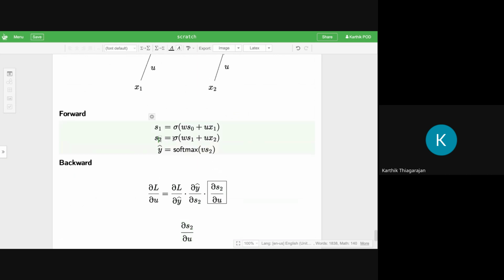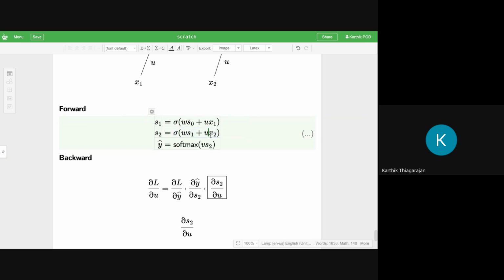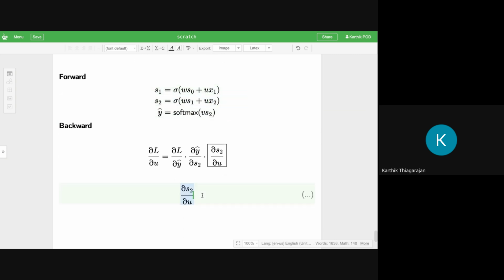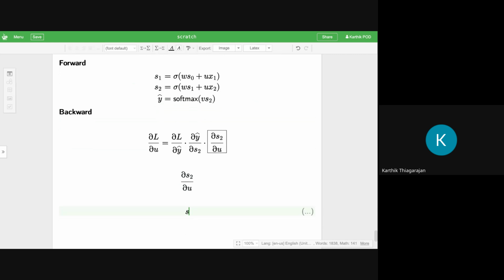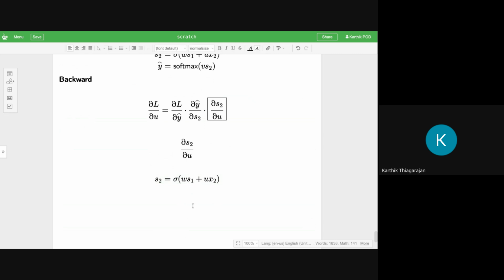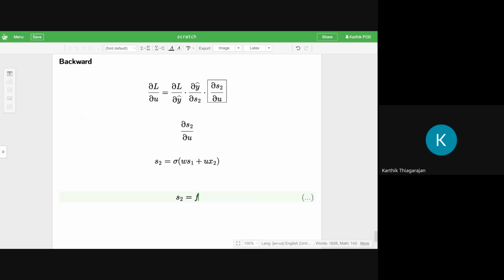So what is S2? How does S2 depend on U? That's what we are going to look at. First, notice that I'll rewrite S2. If I want to treat it as a function of different quantities, it's actually a function of W, but then remember that we are computing partial derivatives, and W is kind of a constant. It's not constant, it's fixed.